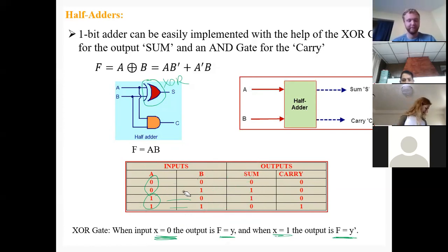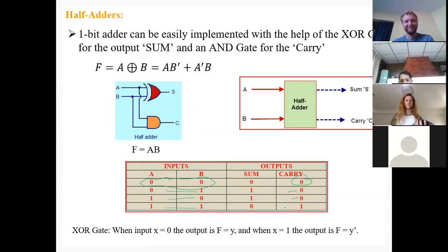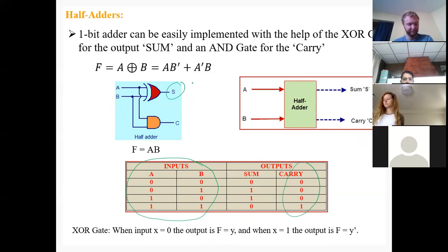How about for the carry? So look at the carry here. 0 and 0 gives you 0. 0 and 1 gives you 0. 1 and 0 gives you 0. And 1 and 1 gives you 1. What kind of gate is this? An AND gate, right? So this guy is an AND gate. That's why for the sum we use an XOR gate. For the carry we use an AND gate. That's what we did.